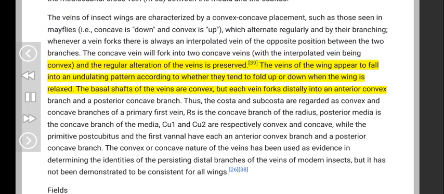The veins of the wing appear to fall into an undulating pattern according to whether they tend to fold up or down when the wing is relaxed. The basal shafts of the veins are convex, but each vein forks distally into an anterior convex branch and a posterior concave branch.